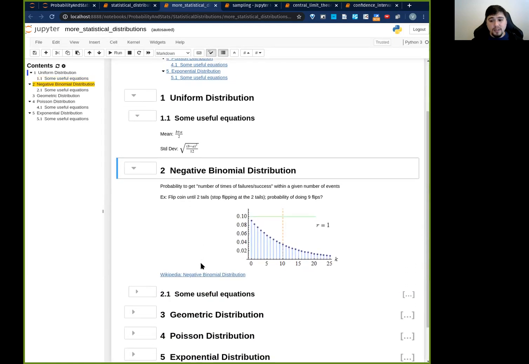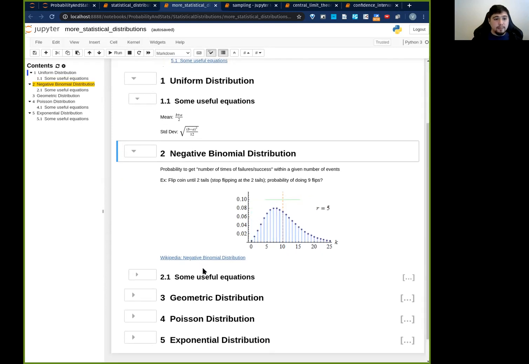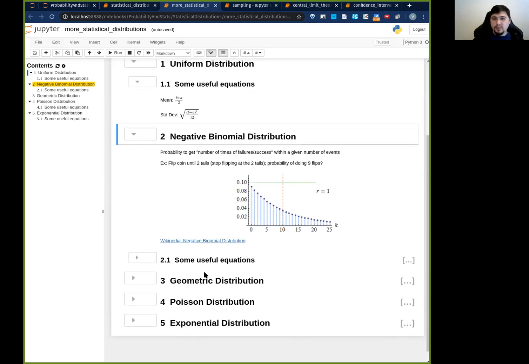Negative binomial distribution. This one's a little harder to explain. I think a lot of people have trouble wrapping their head around this. Basically, the binomial distribution is like if you flip a coin n times, what's the probability of having so many successes? So if I flip it 10 times, I get 3 heads. What's that probability? You can figure that out. The negative binomial distribution is a little bit different.